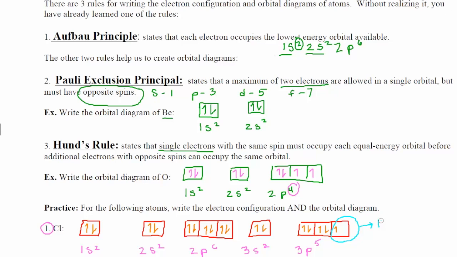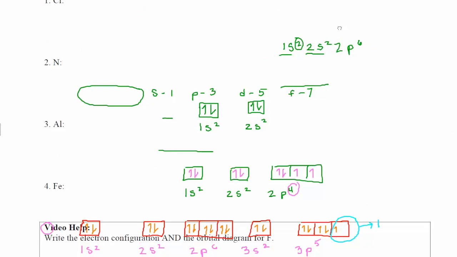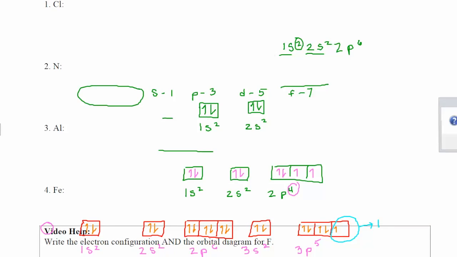All right? And so what I want you to do right now, based on what we just talked about, I would like you to do number 2 and number 3. All right, so nitrogen and aluminum, and then you'll be done.